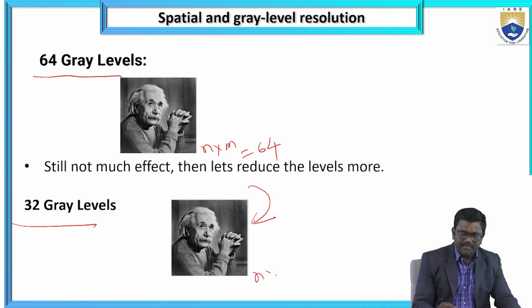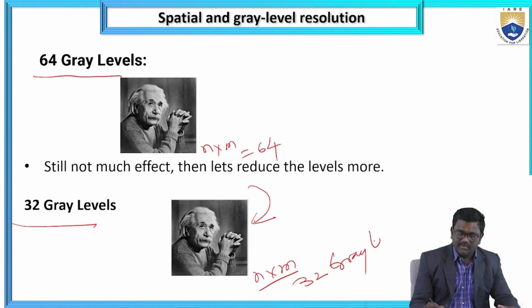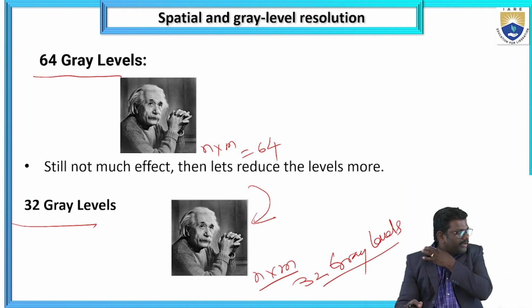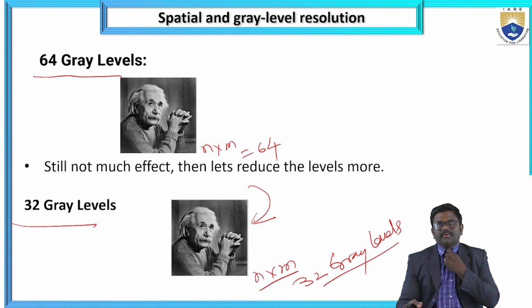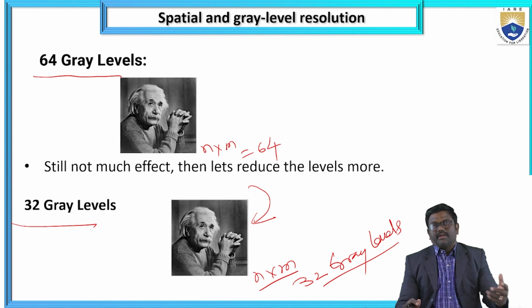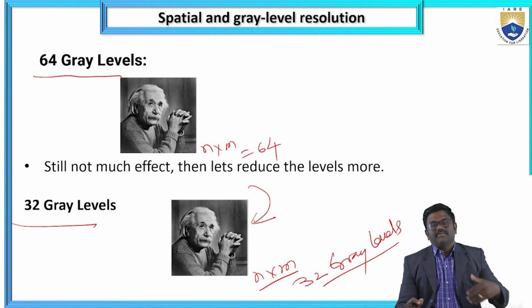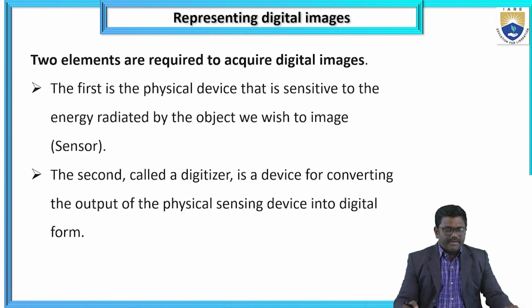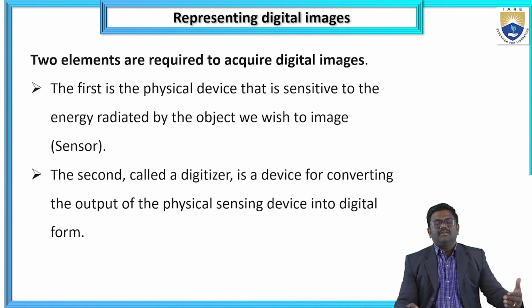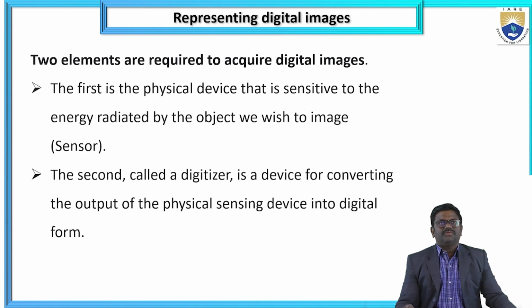That is n by m values. We can reduce it to 32 gray levels. How are we reducing to 32 gray levels? How can we reduce it in terms of our target, that is clarity and resolution, the gray level resolution, which helps us understand how digital images are represented.